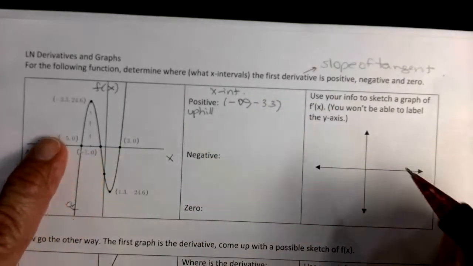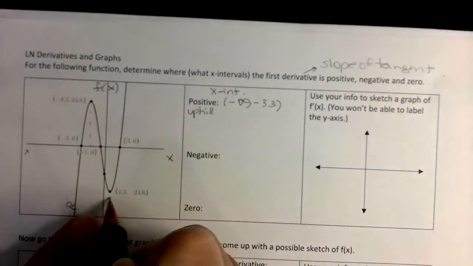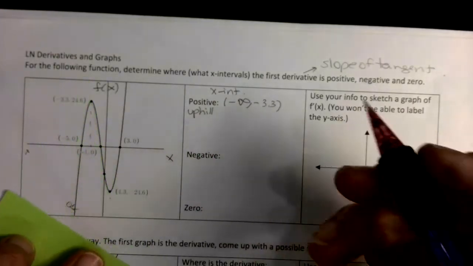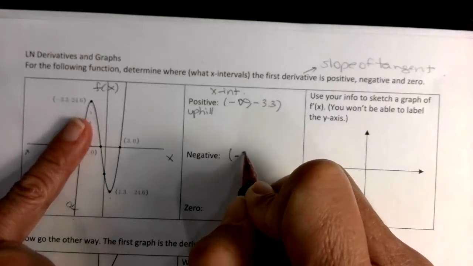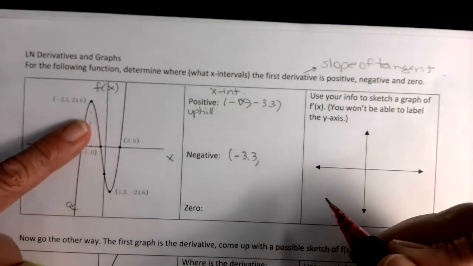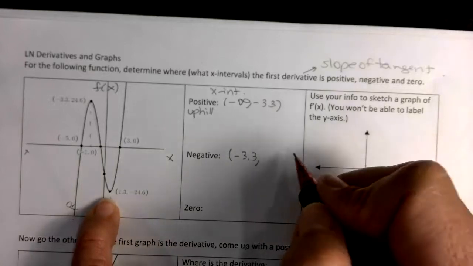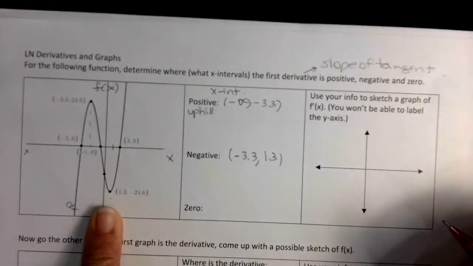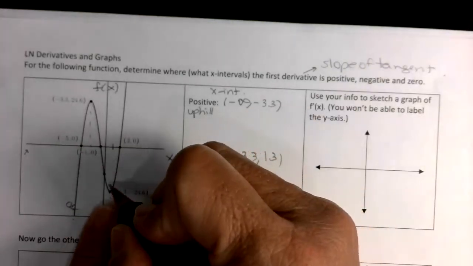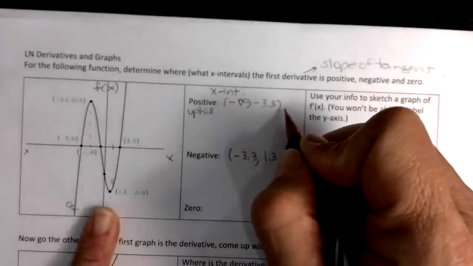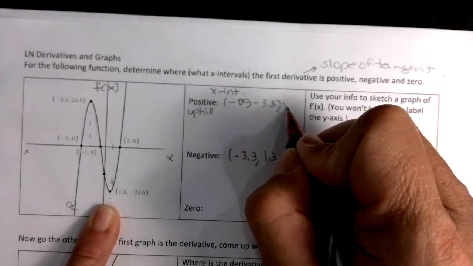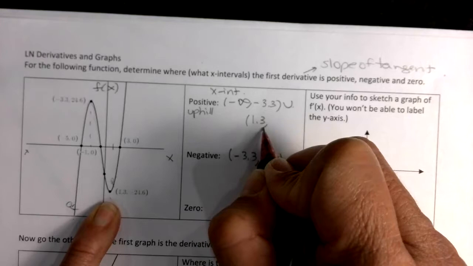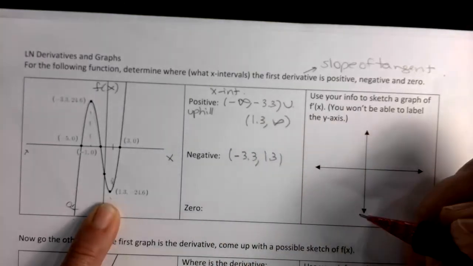And well, then what happens? Well, then we start walking downhill. So our tangent line slopes are, right, negative in there. So we're negative between negative 3.3 walking downhill until we get to the bottom. And that x value is 1.3. And then what happens? Well, right, we start walking uphill again. So up here for our positive tangent slope. So again, so the u for union, from 1.3 to infinity.